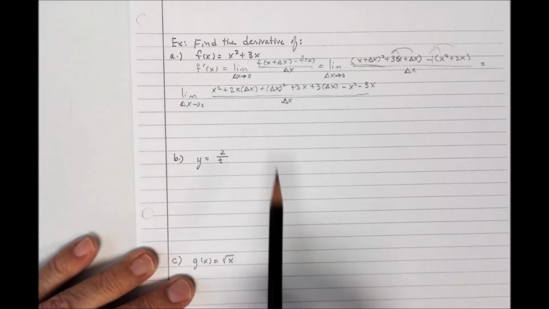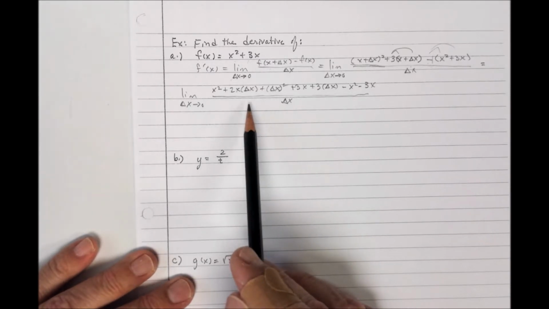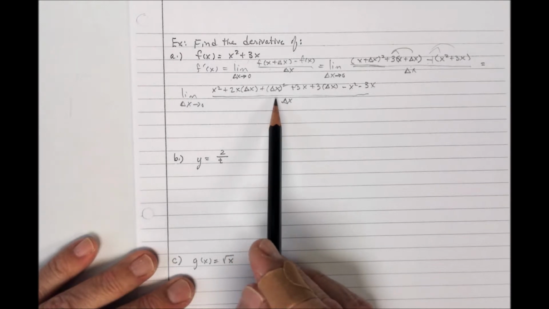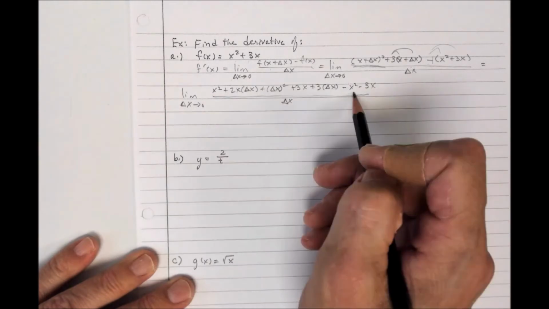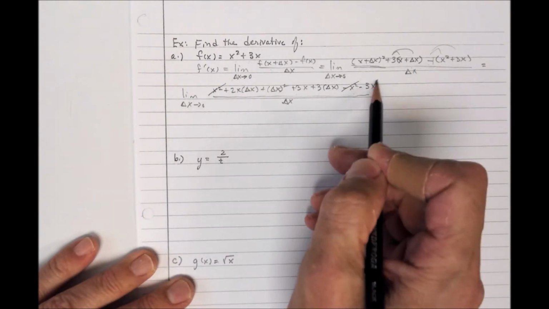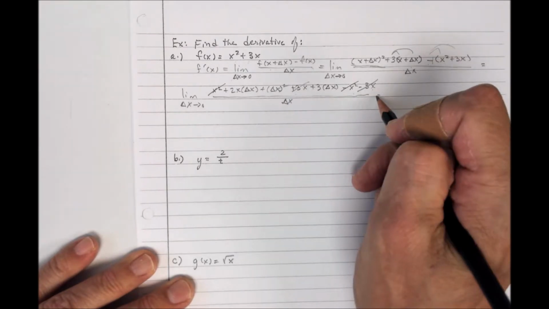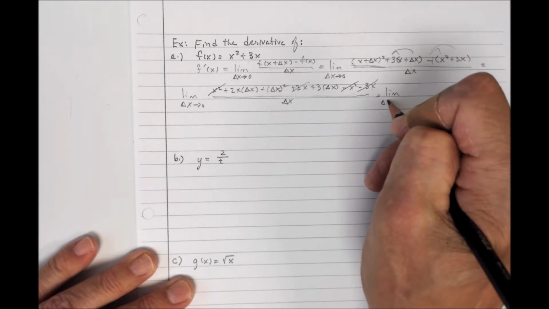Conveniently, if you look at this expression, and this is going to happen in others, every term that doesn't have at least one factor of delta x cancels. You see the x squared here and the minus x squared? You see the plus 3x here and the minus 3x? So I'm going to combine a couple of steps here. I'm going to write this as the limit as delta x goes to 0.